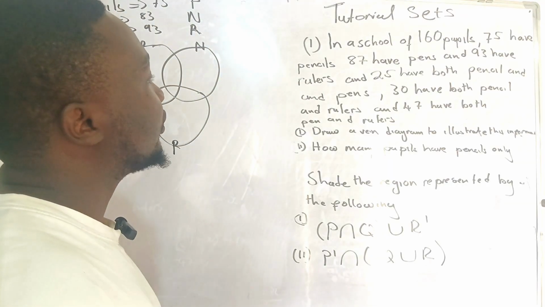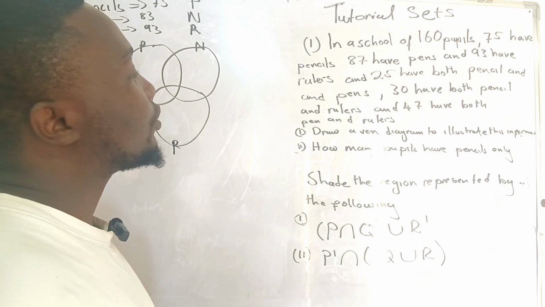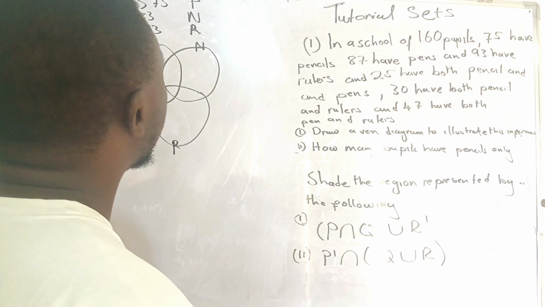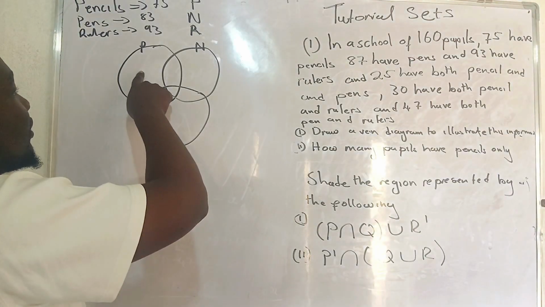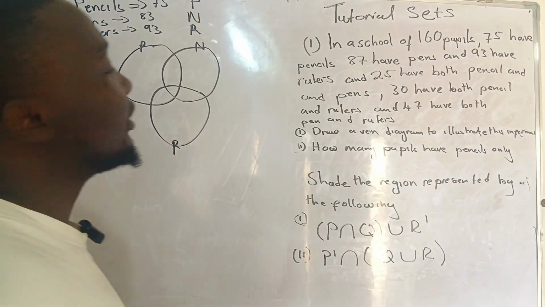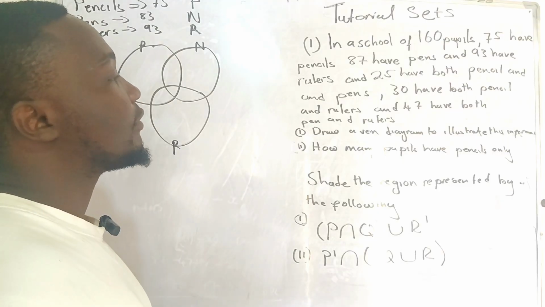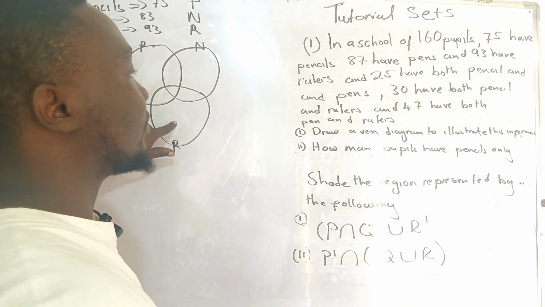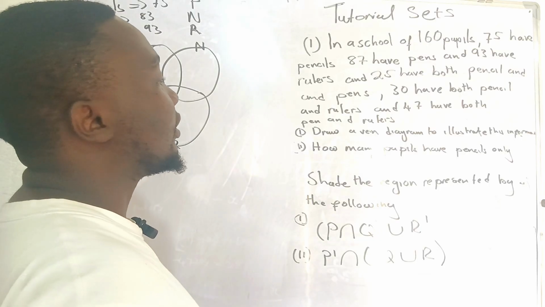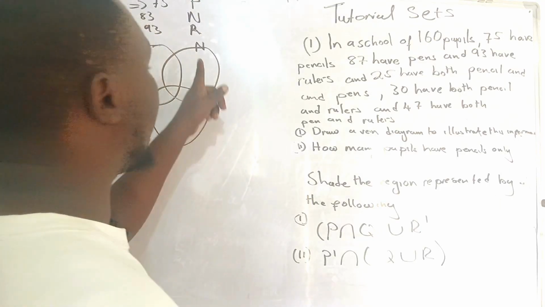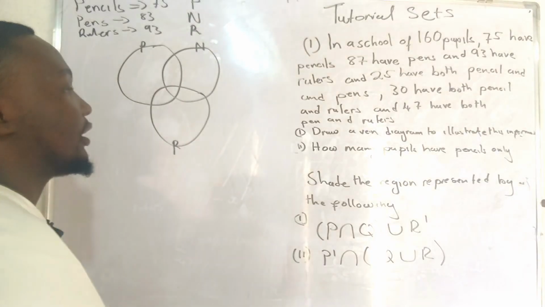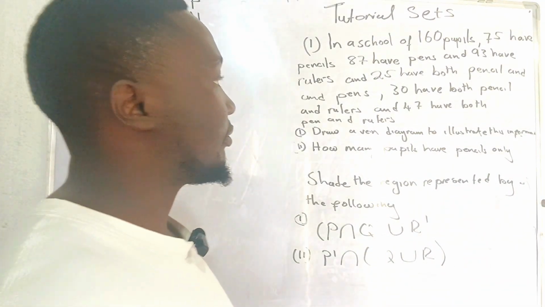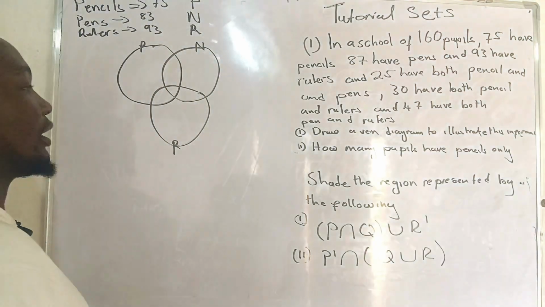So let's move on. We have 25 who have both pencils and pens. And 30 have both pencils and rulers. And 47 have both pens and rulers. Draw a Venn diagram to illustrate this information. It's also part of the question to draw a Venn diagram.